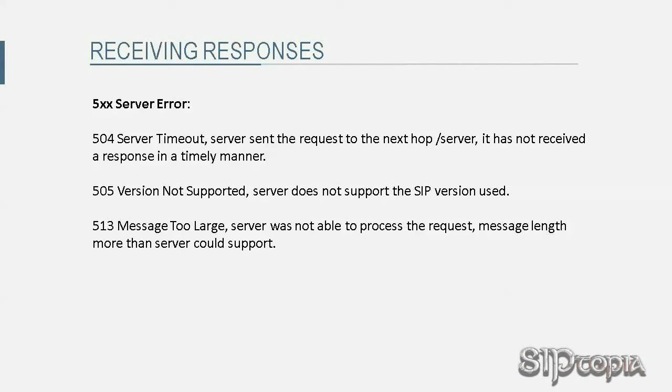505 version not supported indicates that the server does not support the SIP version used in the request. Obviously, if Tarzan calls Jane and his SIP phone uses a different version of SIP that Jane's SIP phone uses, Jane's SIP phone may respond with 505 version not supported. 513 message too large is an indication that the server was not able to process the request as the message length was more than it was able to support.